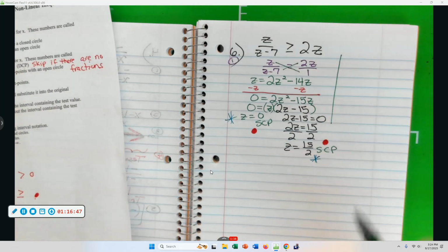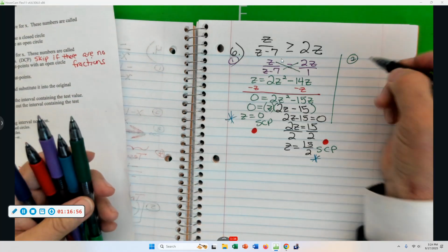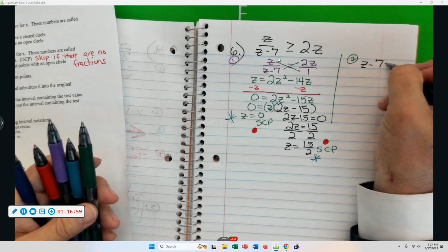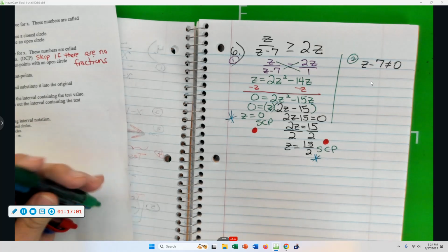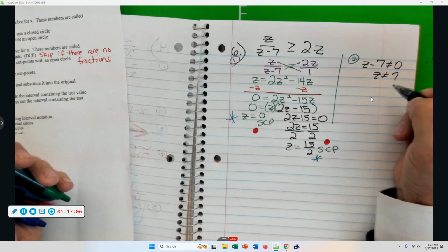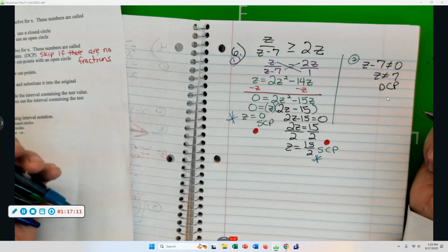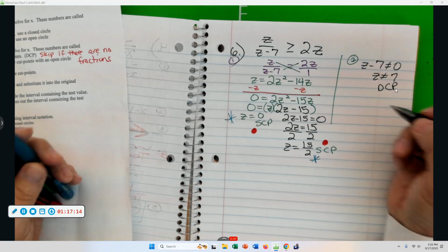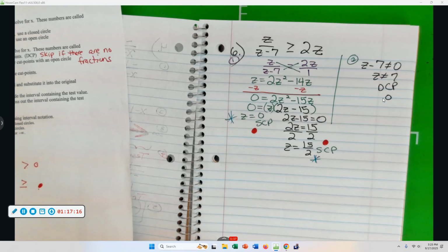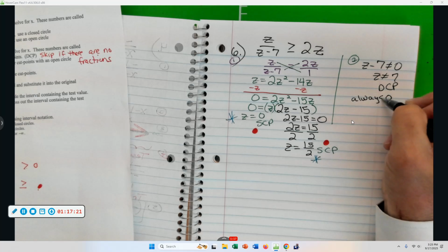This is a short step, so notice I'm going to separate this, and I'm going to do the second step right here. You take the denominator that you see, the only one you see is z minus 7. That cannot equal 0. So z cannot equal 7. That's my denominator cut point. And how do I always label denominator cut points? Open circles. In fact, write the word always in front of that. Always open circle.